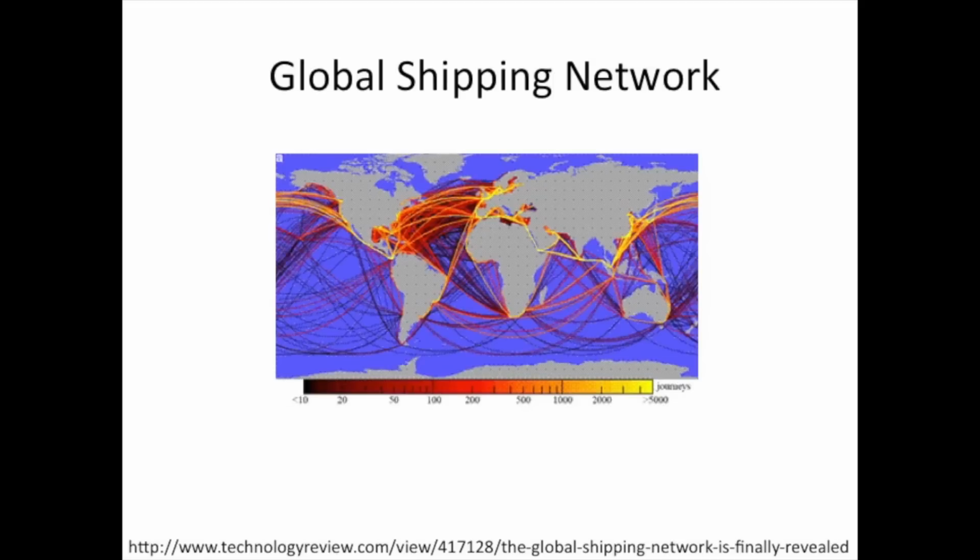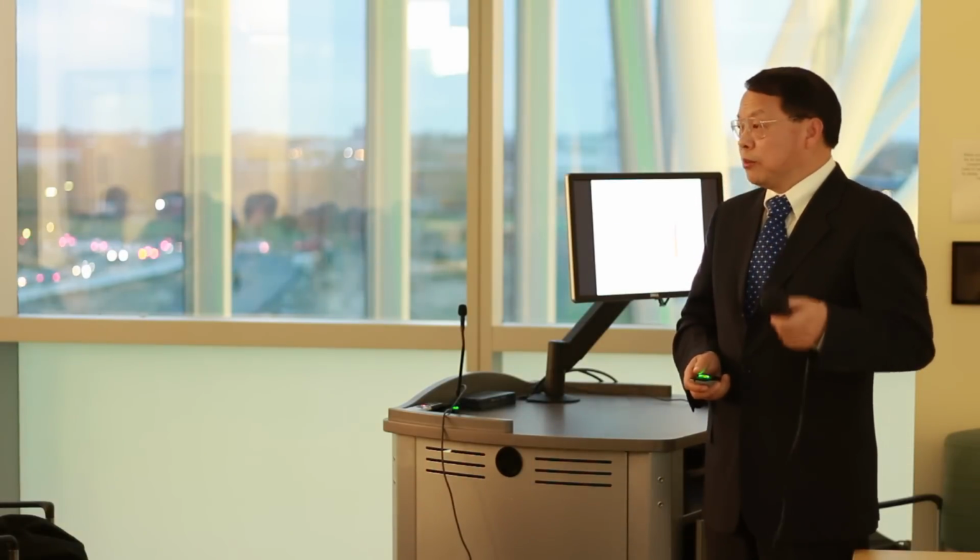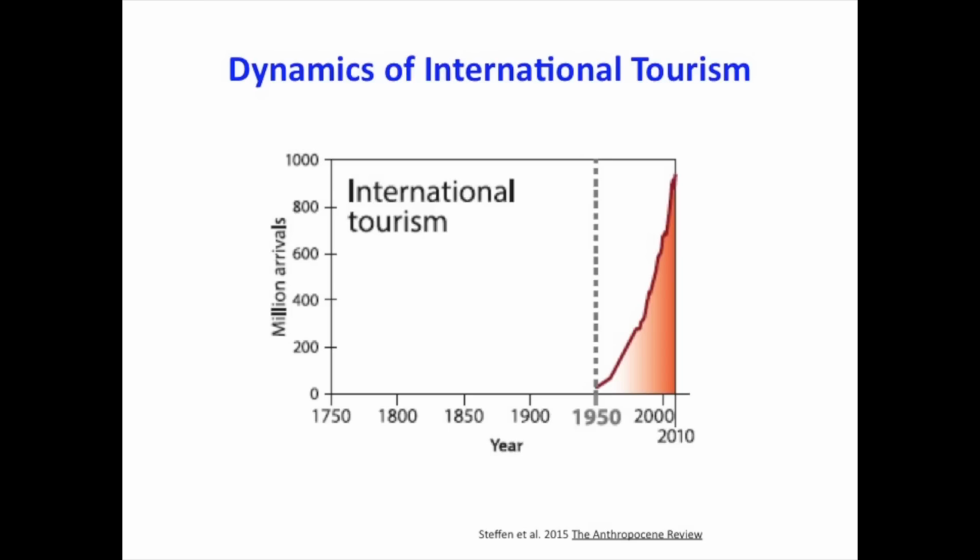You can see this is a global shipping network. And not just the extent of connectivity, but also the magnitude in terms of the speed of increase in the connectivity. Here is an example demonstrating international tourism. People visit different countries. In the past 60 years, you can see a remarkable exponential increase in the number of international tourists. It's super exponential.